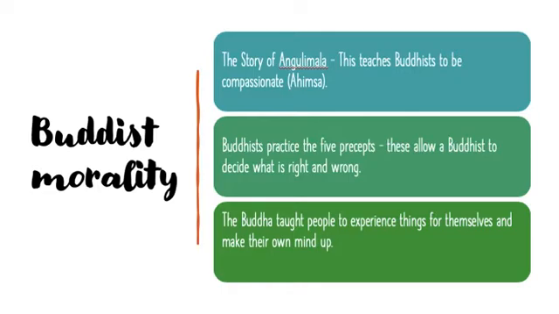When he came to the Buddha, he questioned what he was doing, and the Buddha said to kill him. Angulimala realised that it's not what he wanted to do. He changed his mind and he became part of the monastic community of the Buddha. This teaches Buddhists all about compassion.